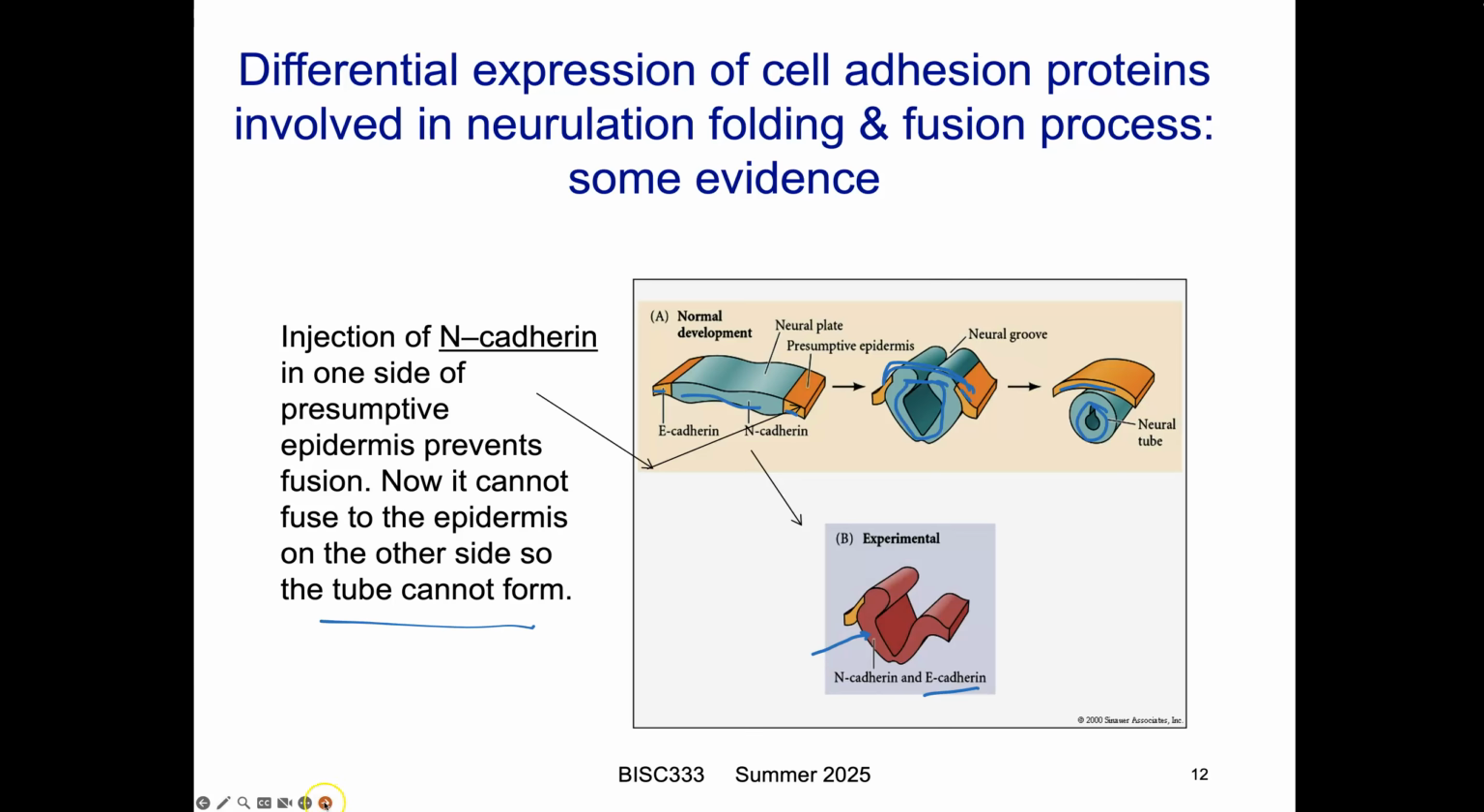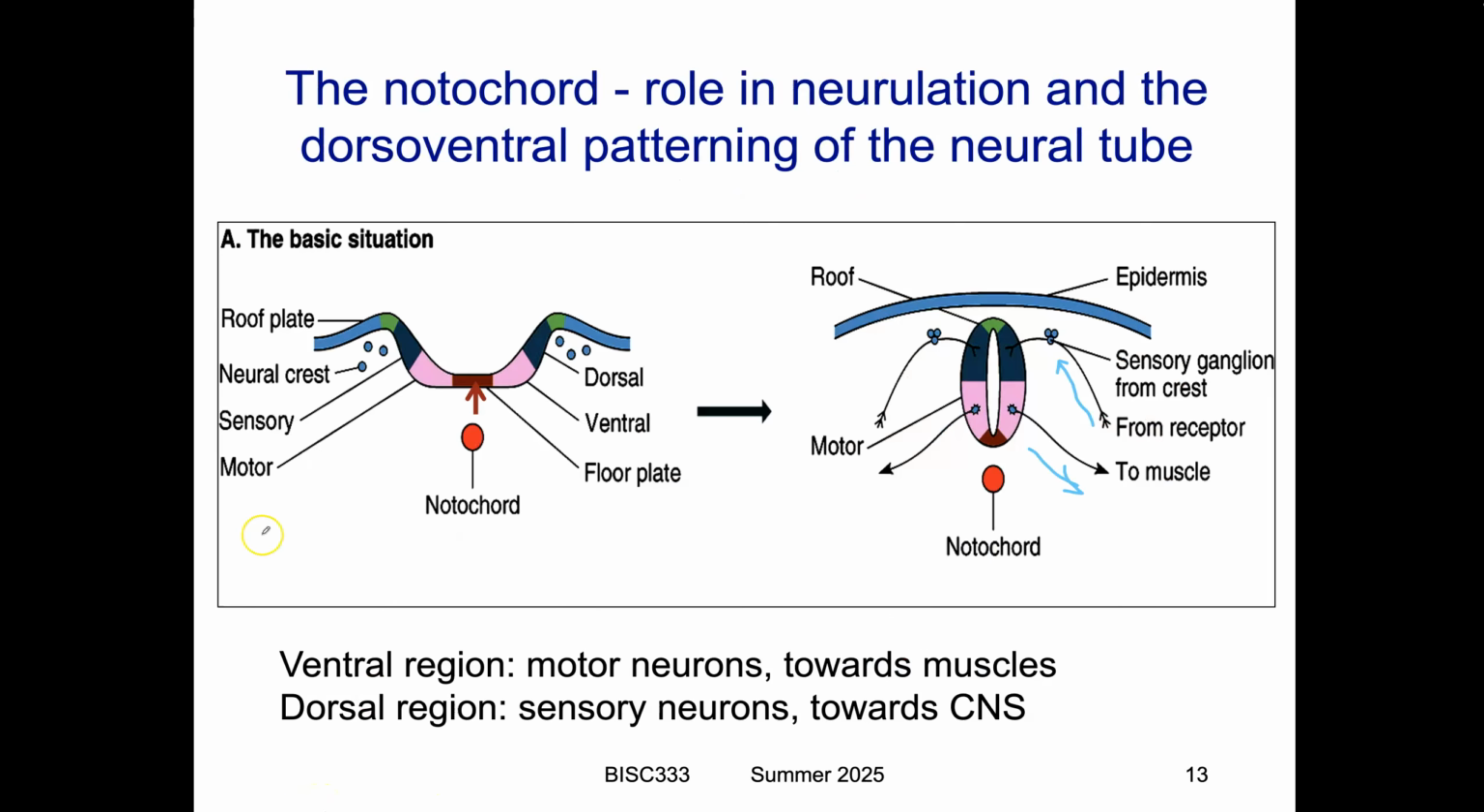Yeah, so that's just one of the kinds of experiments they did that shows that the type of cadherin present really matters to this whole process. We also know that the notochord has a role, and the role isn't necessarily in inducing the neural tube to form, although it probably does have signals to that effect. But what we're going to be talking about here is just the dorsal versus ventral patterning of the neural tube.